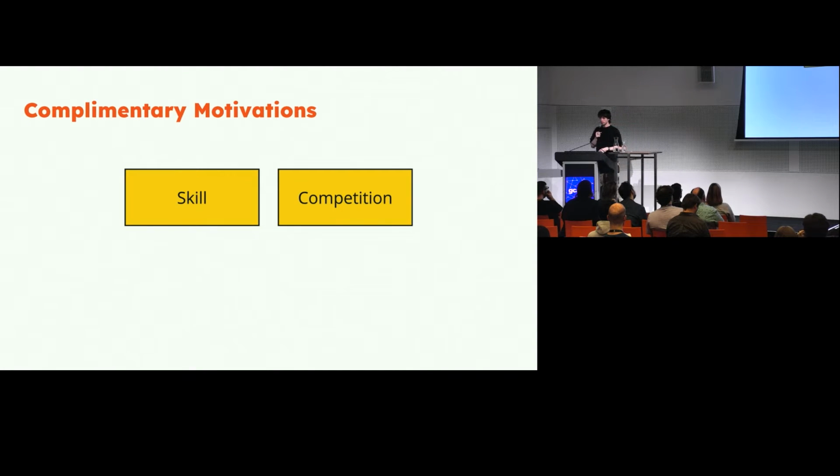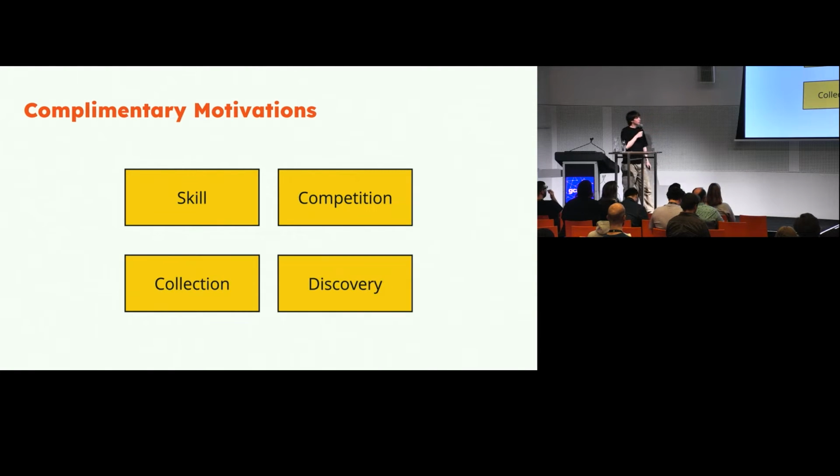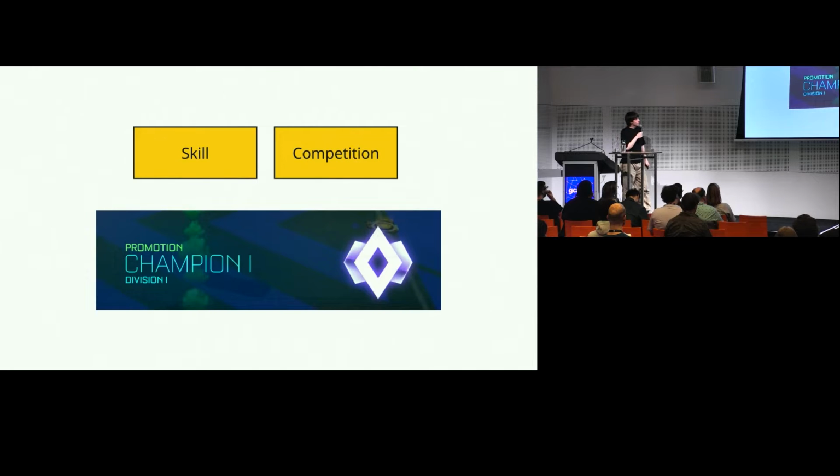Great. So let's look at some examples. Skill and competition. This is not groundbreaking. These things typically go pretty well together. We'll look at an example. Collection and discovery. So with skill and competition, we have something like a rank system.